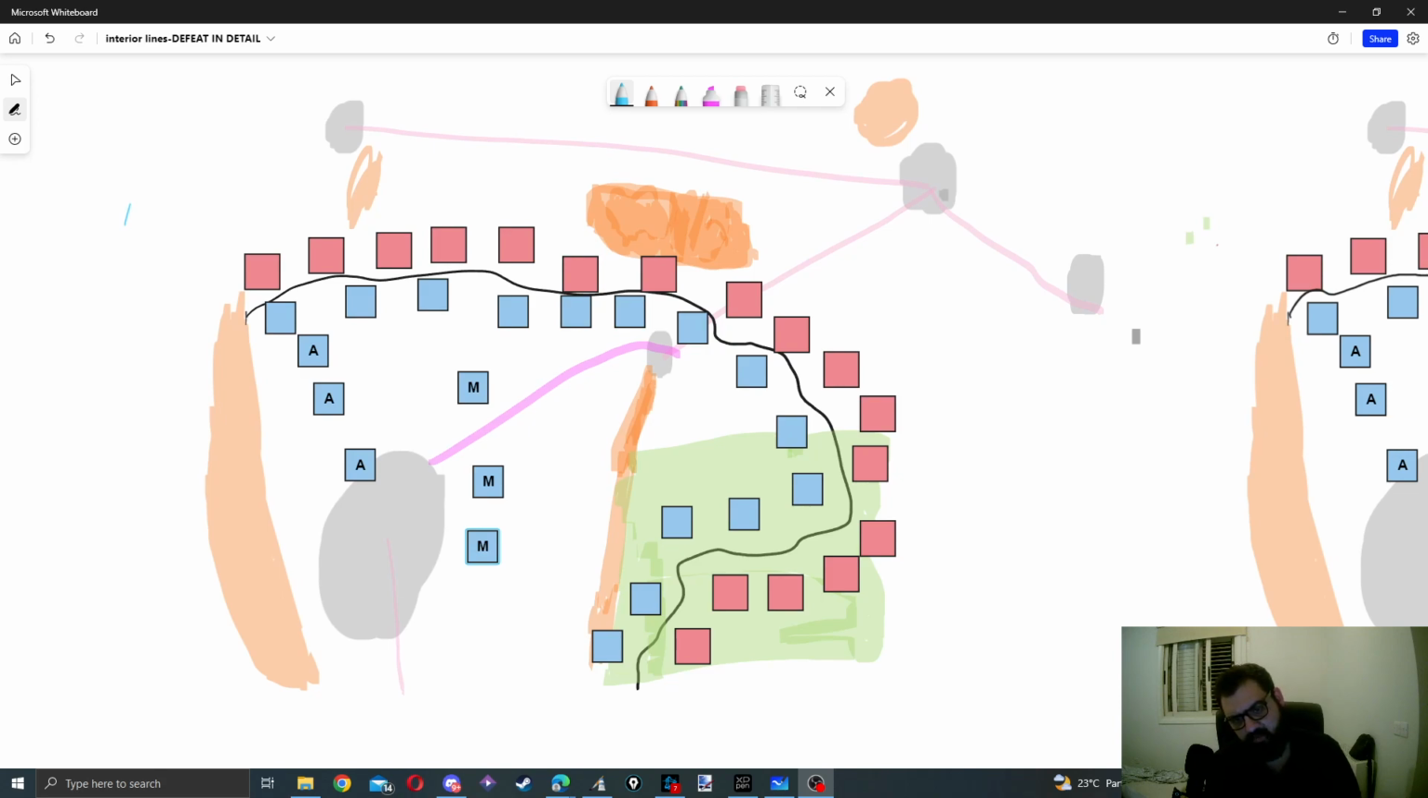The concept of interior lines is the idea that you can reinforce your positions much faster than the enemy, because the enemy has to go around to be able to meet any position, while for you it's much easier to concentrate at one single position to attack.